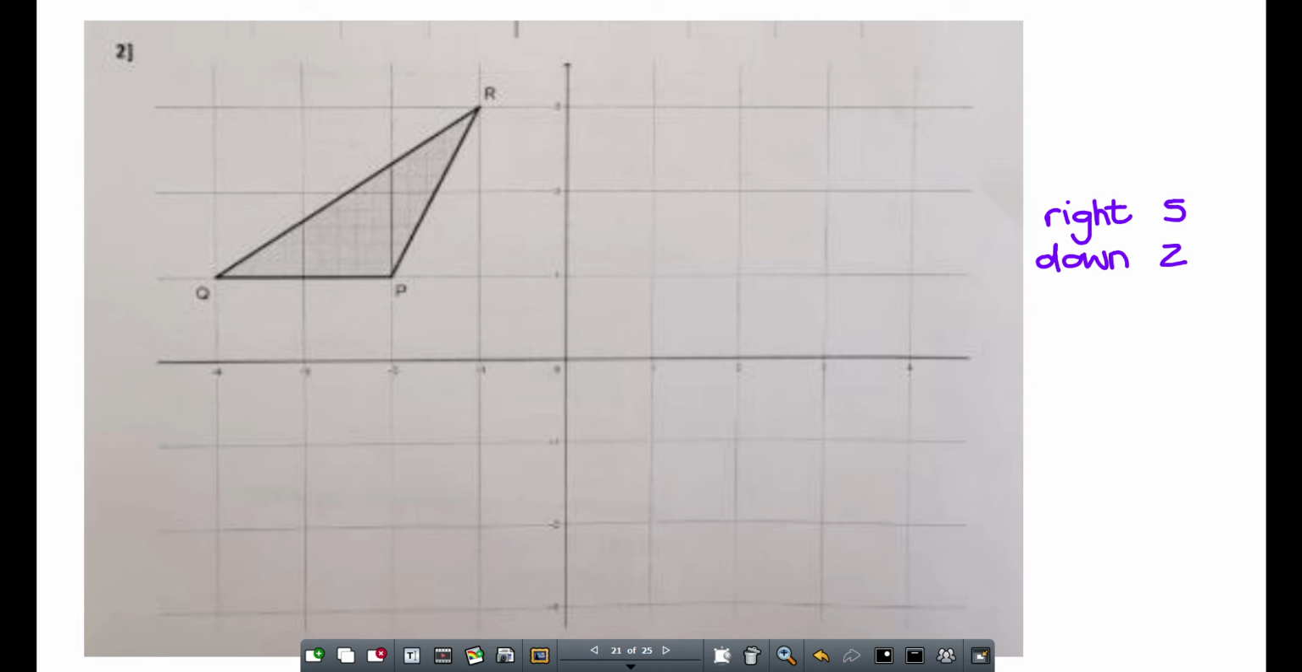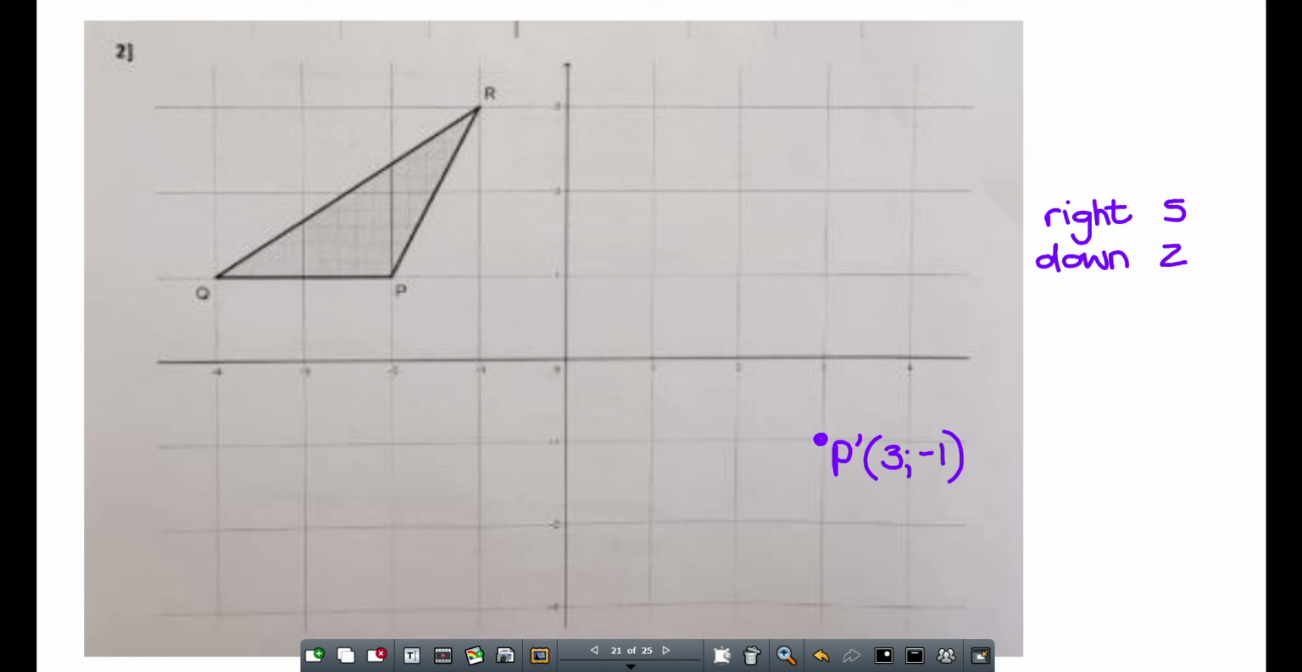Okay. So let's start. And do I call it P with one little comma? Okay. Right. So P was over here. It's going 5 to the right. So 1, 2, 3, 4, 5, and 2 down. 1, 2. So the next one would be over here. And that is where X is 3 and Y is minus 1.